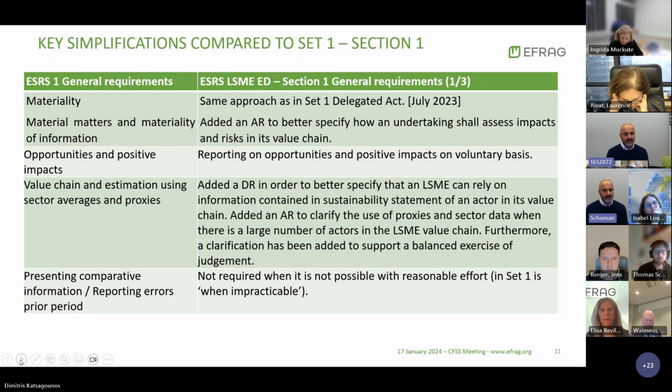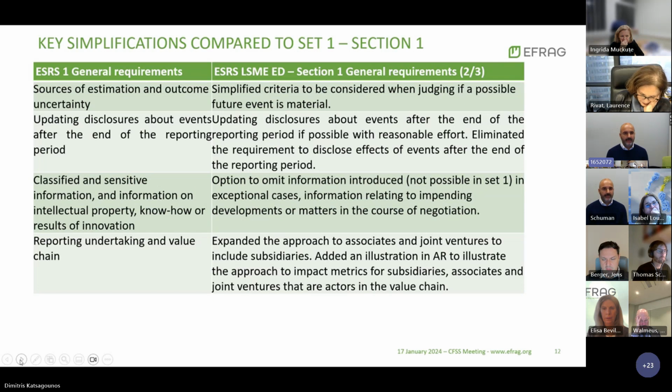In relation to presenting comparative information and reporting errors per period, it is not required when it is not possible with reasonable effort. In set 1, we have instead "when impractical." For the disclosure requirements related to sources of estimation and outcome uncertainty, we have simplified the criteria to be considered when judging if a possible future event is material.